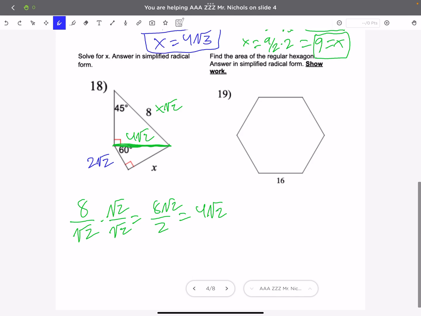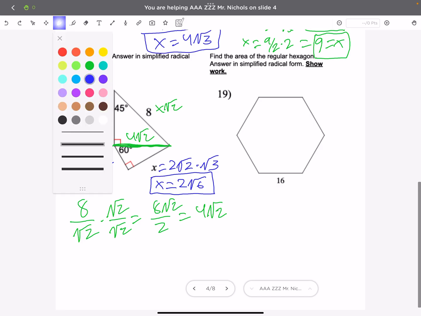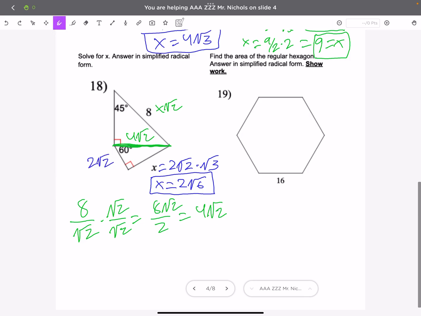And then finally, for our x, we take our short leg, 2 square root 2 times root 3. And I get x is equal to 2, and then root 2 times root 3 is just square root of 6. x is equal to 2 square root 6. And that's my answer.